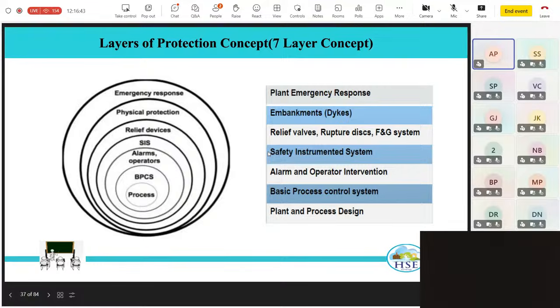And lastly, the last layer of protection is plant emergency response. It could be many things. It can start from evacuation. It can go to fire, calling a fire tender, and many things are there. Something which may be outside the plant also, asking the community nearby to vacate. So many things. These are all emergency. So these are the seven layers of protection, and these are explained like this. And we are using these seven layers of protection in the process design as well as the implementation of the running of the plant.